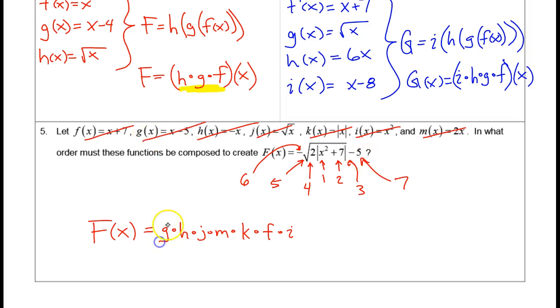So, wow, that's kind of tricky. So that ginormous function, capital F, is g composed with h, composed with j, composed with m, composed with k, composed with f, composed with i, and that's the end of this section.